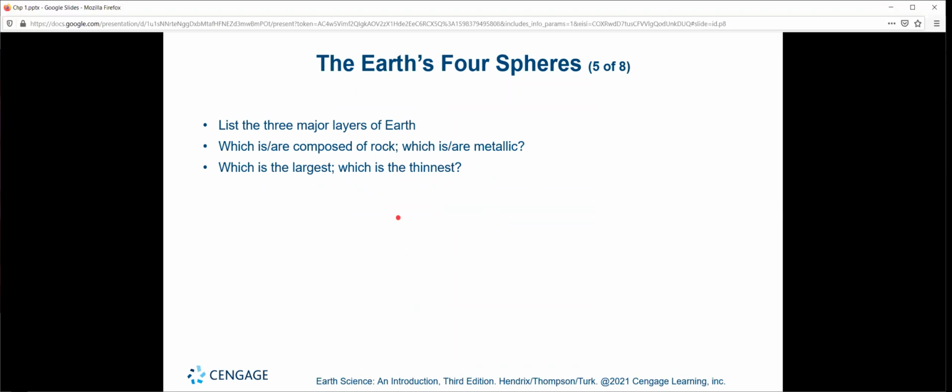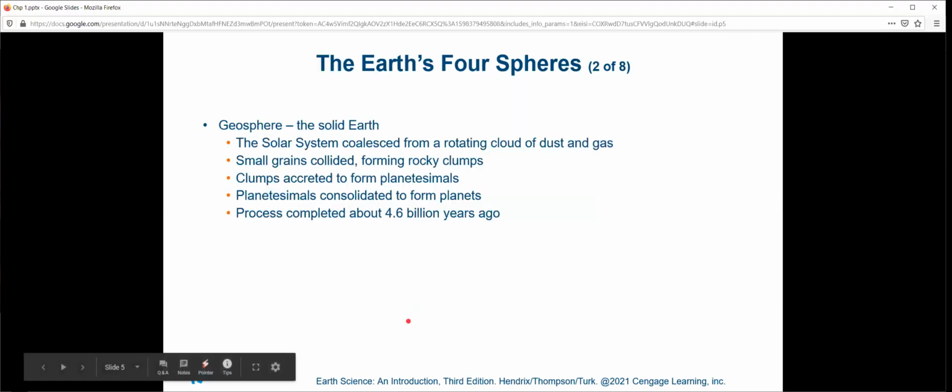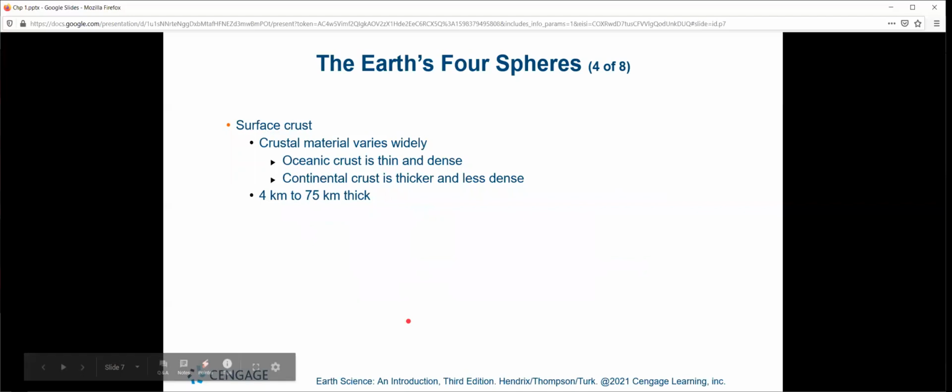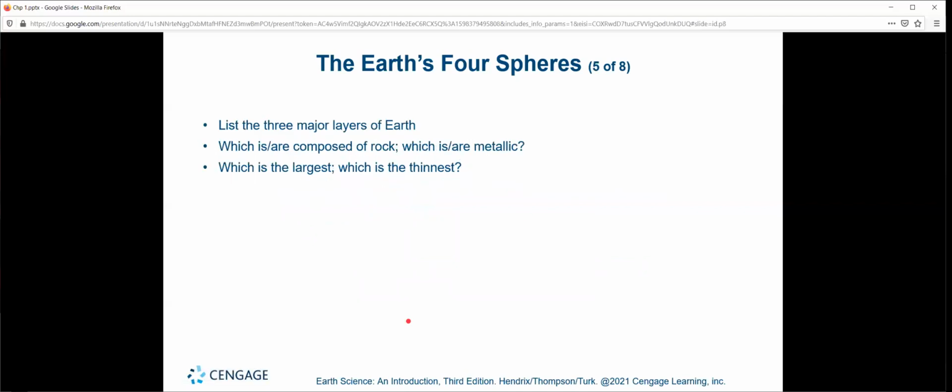Which is composed of rock, which is metallic? Of those layers, the only one that's metallic is the core, the inner core. It is so incredibly hot and dense down there that metal that would usually be boiling is still solid. So, think your T-1000 from Terminator 2 sort of thing, right? And then the mantle and the crust would be rocky. Of those, the largest is the mantle and the thinnest is the crust. Specifically, the oceanic crust is the thinnest.